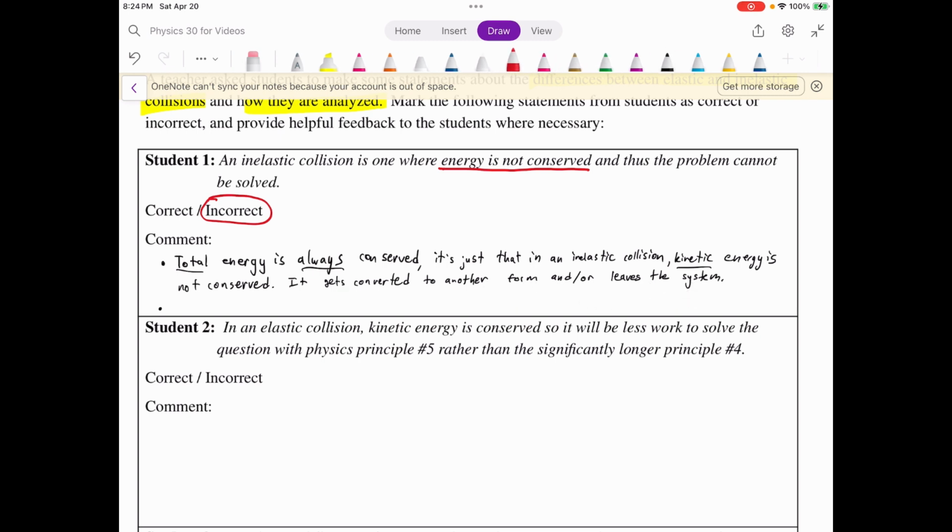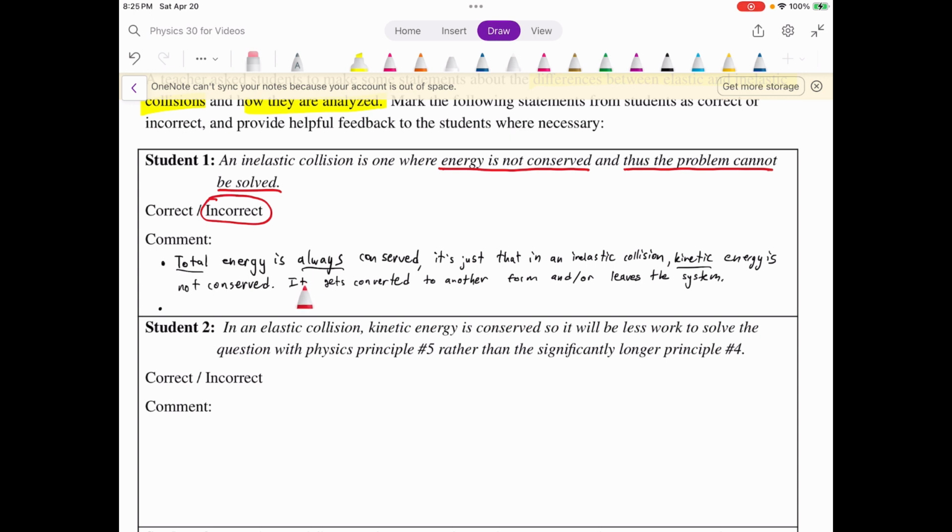And what about the second half of their sentence here? Thus, the problem cannot be solved. Can we not solve inelastic collisions? No, we can definitely solve inelastic collisions. We've done it a few times in this lesson and the previous lesson. So definitely it can be solved. It's just that we can't use the law of conservation of energy. We can't use physics principle number 5.